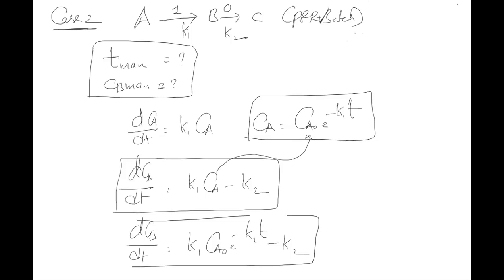Now, do you need an integrating factor here? No. Then if you directly integrate, what do you get? CB is K1 plus C. K1 will cancel.